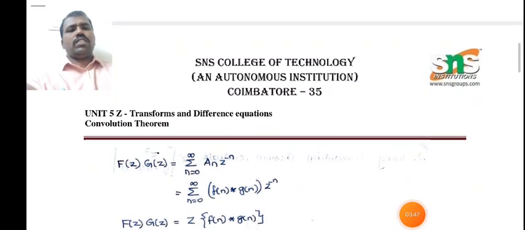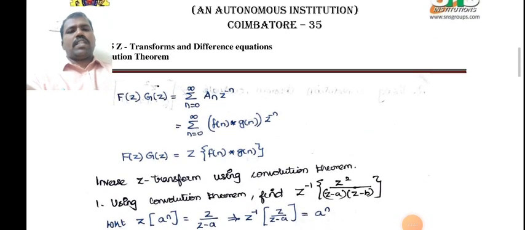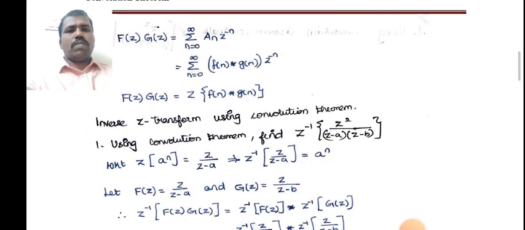Next, F of z into G of z equals summation n equal to 0 to infinity a n z power minus n. F of z into G of z equals Z of f of n convolved with g of n. We are going to see one convolution theorem problem: inverse Z transform using the convolution theorem.